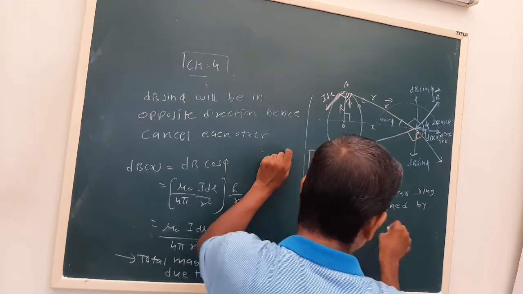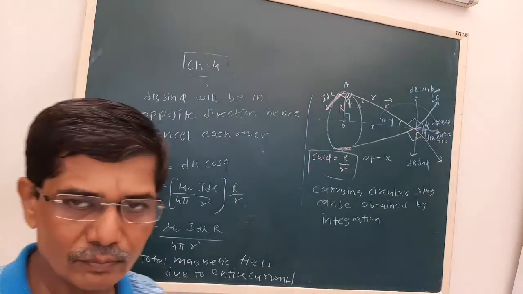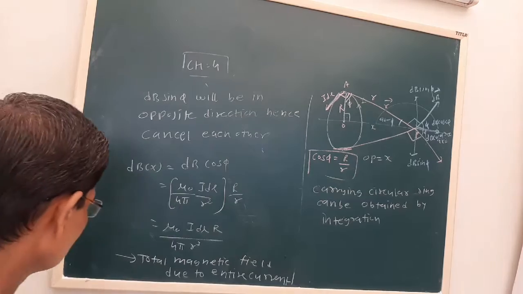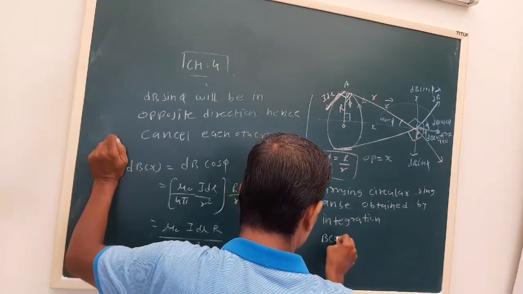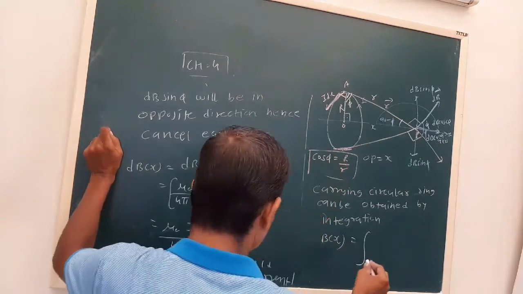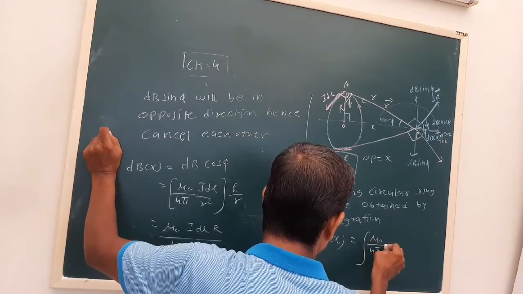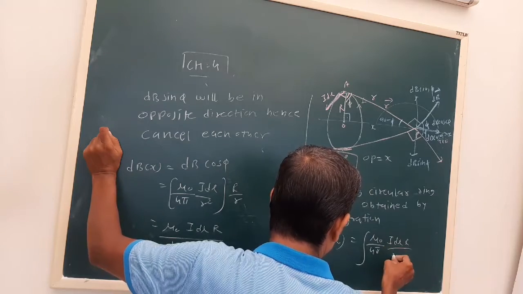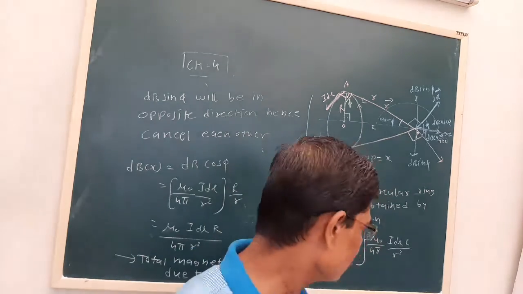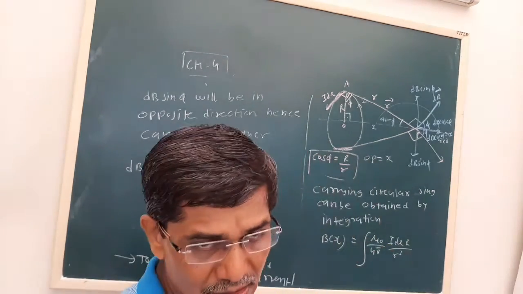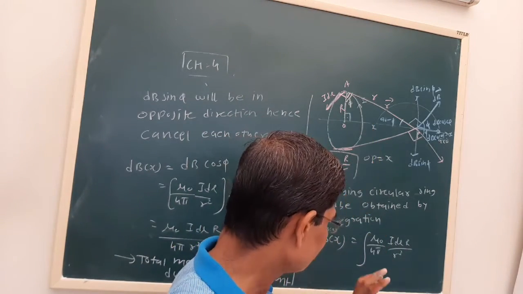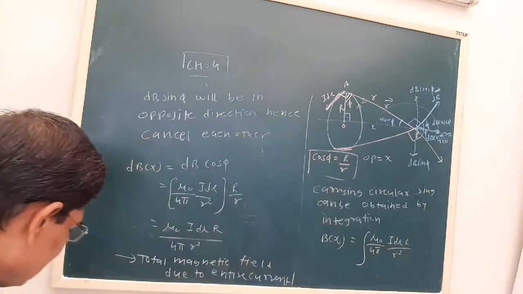Now, as we have studied earlier, whenever there is a continuous distribution, we have to add components, so we go for integration. So what will be our dBx? The magnetic field in the x direction will be the integration of mu0 upon 4 pi, I dl, r upon r squared. Now what we can see here: mu0 upon 4 pi is constant, capital R, the radius of the ring, is constant, I is also constant, and r, the distance, is also fixed. Now here it is integration of dl.